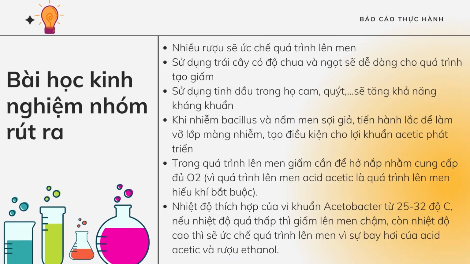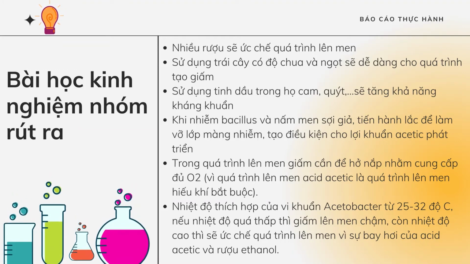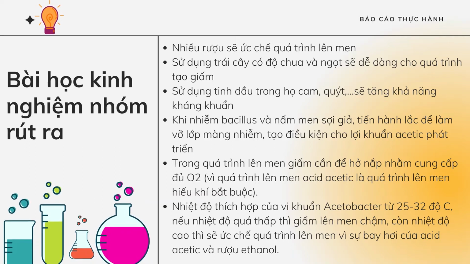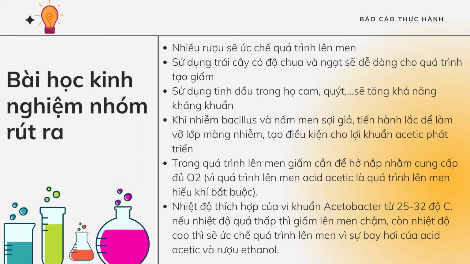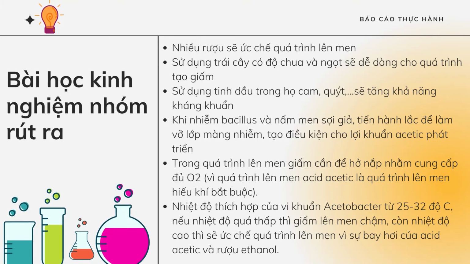Lessons learned: too much alcohol will inhibit fermentation. Using sweet and sour fruits will ease the vinegar making process. Using essential oils in the citrus family will increase antibacterial ability. When infected with bacillus and yeast, shake to break the infected membrane, creating favorable conditions for acetic bacteria to grow.